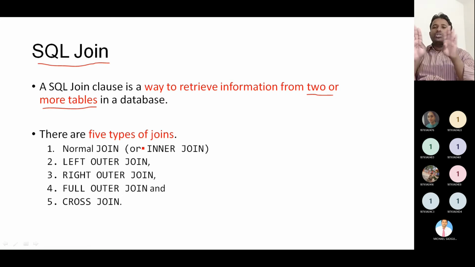When you are joining, of course, different criteria will be there for joining purposes. Those are different types of joins. Normal join is also called inner join. Outer join and cross join are different types of joins. In outer join, again, we have left outer join, right outer join, and full outer join. Those are different types of joins. All follow the same concept, but small variations will be there.